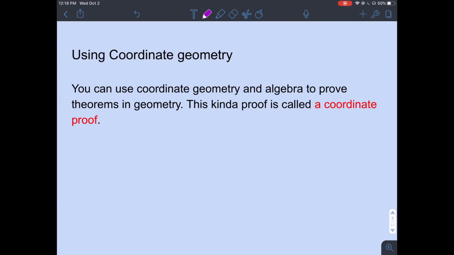So let's look at the next one. You can use coordinate geometry and algebra to prove theorems in geometry. This kind of proof is called a coordinate proof. What we're going to do in this lesson is just set it up for this first one. Then we're going to come back in lesson 9 and actually solve the proof.